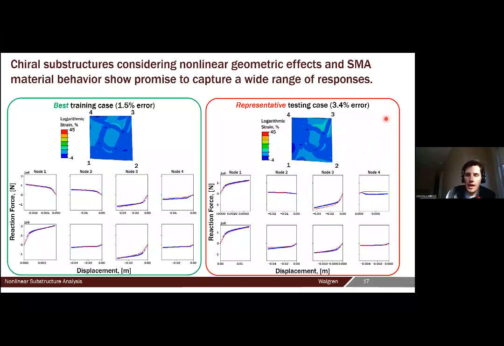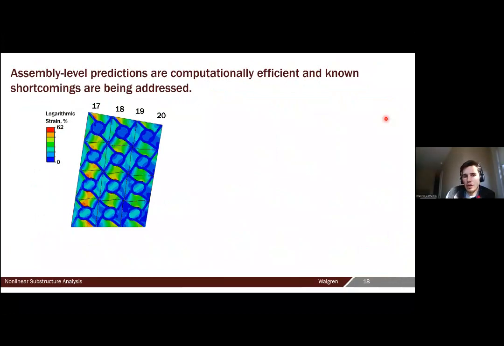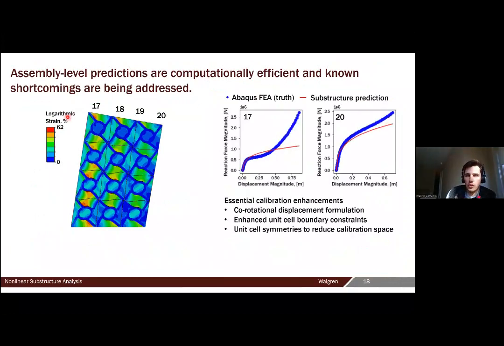So how does this work when we plug it into an assembly? If we take our chiral assembly again, and we look at 2 nodes, so node 17 is the upper left over here, we don't do well at all. This is humbling for me to sit here and talk about this when I'm not showing good results. But essentially, we hit the onset of nonlinearity, but we don't capture this re-stiffening behavior at all. The prediction gets a lot better when we go to node 20, and we just underpredict the entire nonlinear response. And we hypothesize that these discrepancies are due to three main reasons.